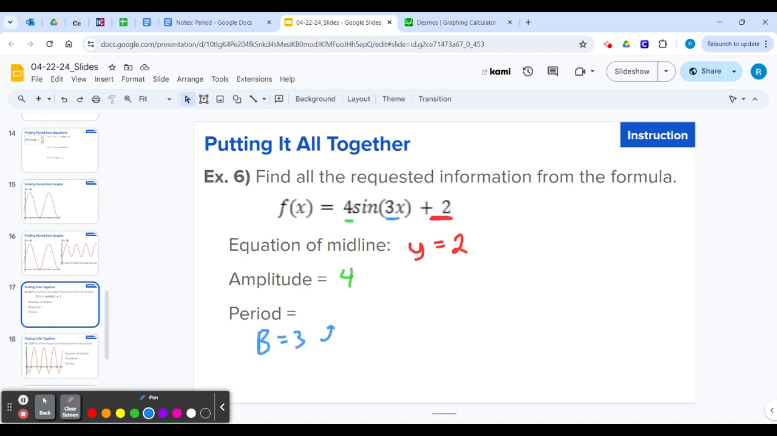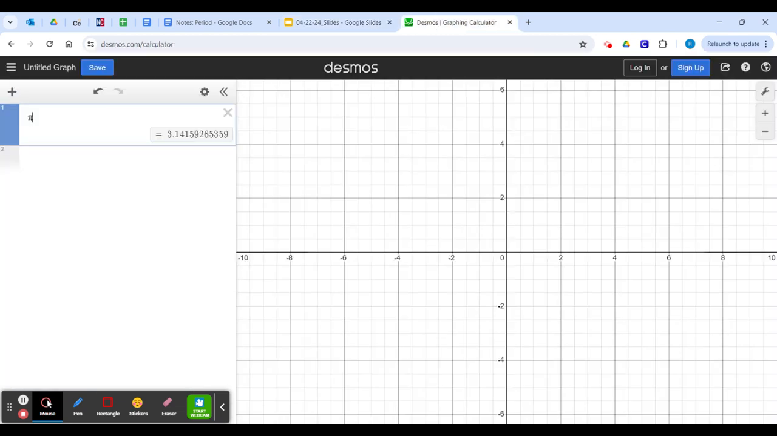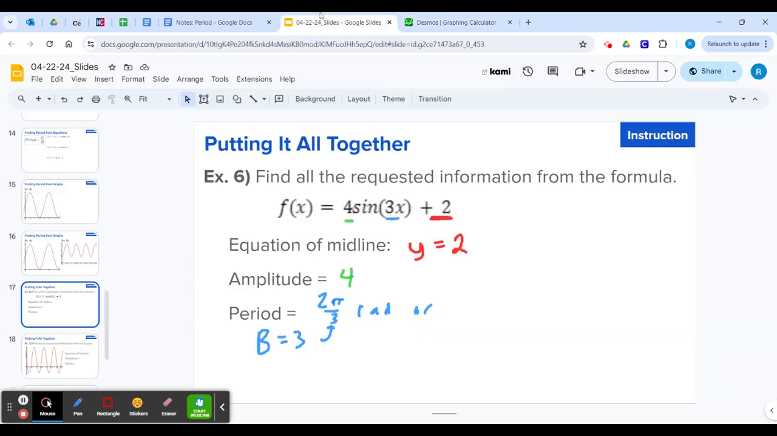So that means my period, if I go 2 pi over 3, that will be how frequently my graph repeats. I'm going to throw that in radians, and I'm going to calculate that out so I can get the decimal answer as well to see what that looks like. 2 pi over 3, 2.09 radians is how frequently we are going to repeat.